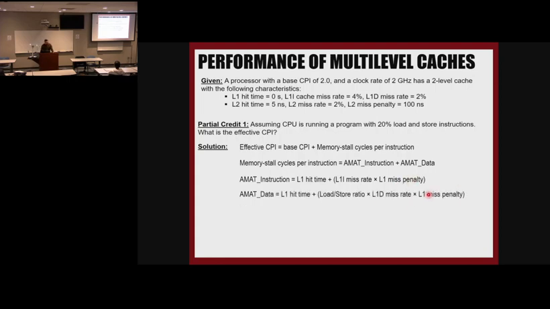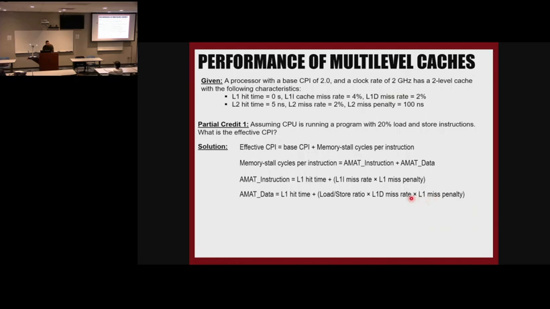AMAT instruction is going to be L1 hit time, both of these have the same hit time, right? Plus the load store ratio, because only for load and store instructions we go to the data memory. For every instruction we go to the instruction memory, but only for load and store instructions we go to the data memory. If we don't have load or store, we just use the ALU and we never go to the memory, so we don't even care about it. So that's why we have this ratio here. Load store ratio multiplied by L1D miss rate, that's the information that we have here, multiplied by L1 miss penalty.